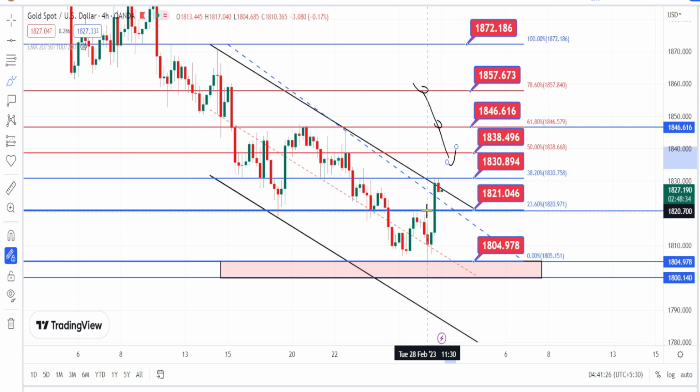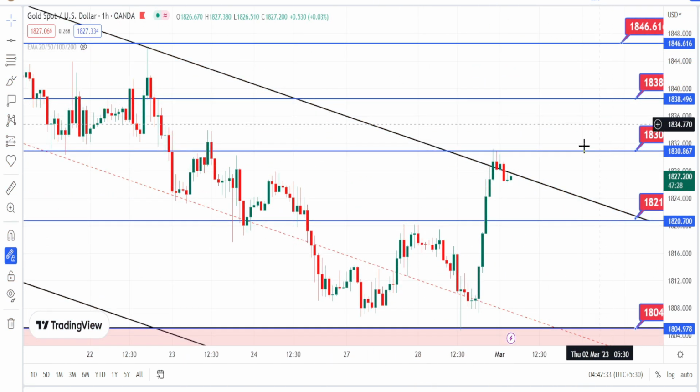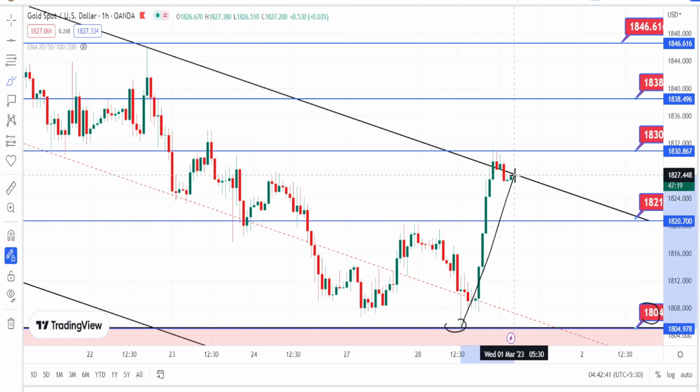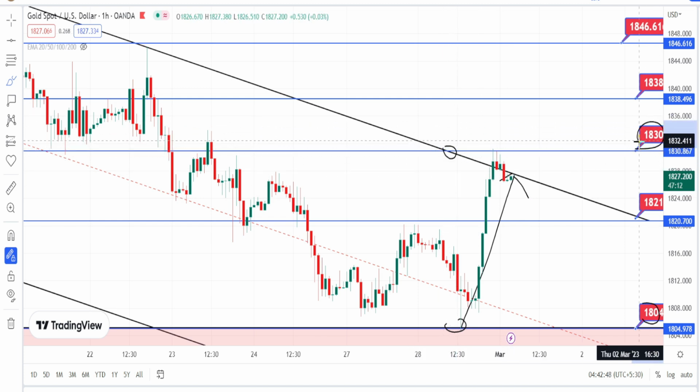Let us look at the price action in hourly time frame. I'm in hourly time frame, and when we look at the price action in hourly time frame, after taking support around the support level of 1804, we have noticed a price action to bounce back on the bullish side retracement, and again currently it is testing the resistance level of 1830.